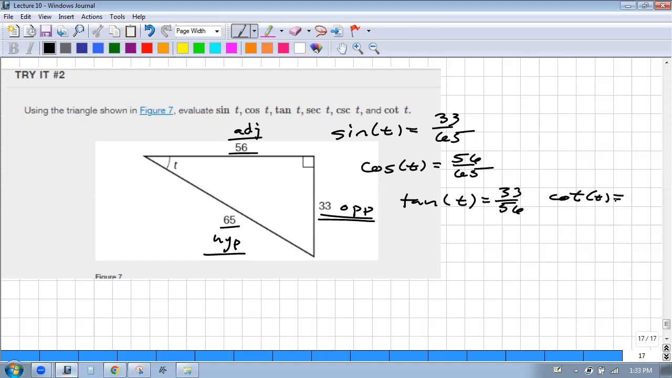Cotangent is the reciprocal of tangent. Secant is the reciprocal of cosine. And cosecant is the reciprocal of sine. I'd rather use those reciprocal identities than go back to the definitions and do SOHCAHTOA for these ones.